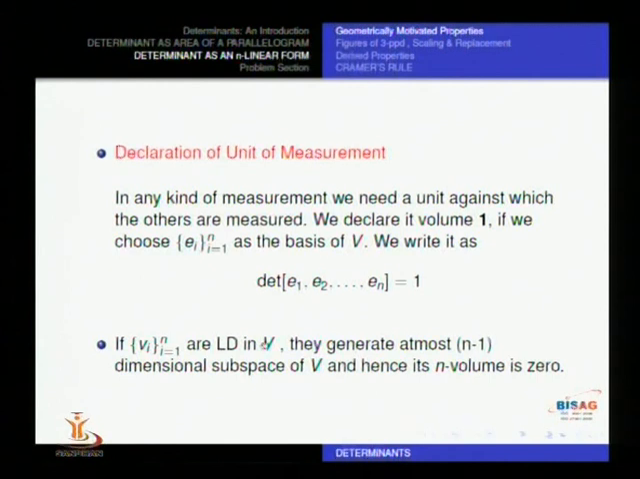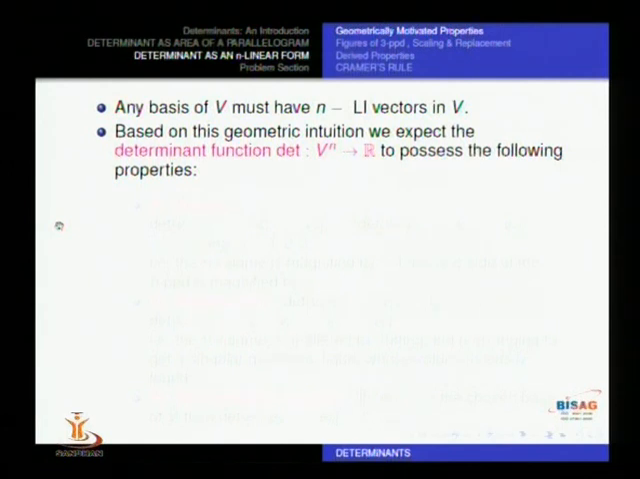If these vectors are linearly dependent, they generate at most an n minus 1 dimensional subspace of V, and hence when we talk about n-volume higher than the subspace that is generated, then obviously there is no volume, and that amounts to saying that the volume is 0. Any basis of V must have n linearly independent vectors in V if V is n dimensional. These are the properties we just understood, and whenever a diagram is required, I'll focus on the diagram so one can see the things happening there also.